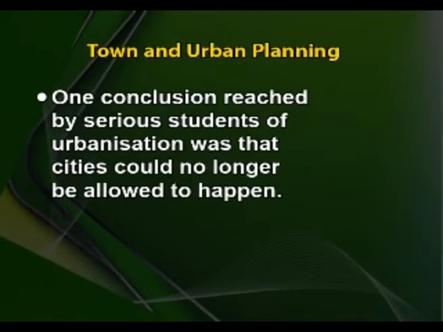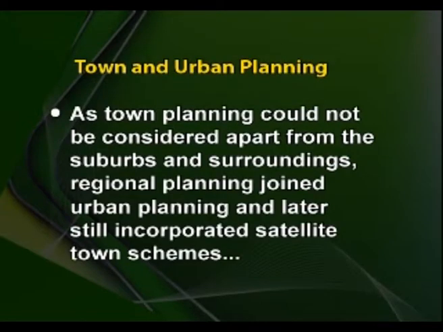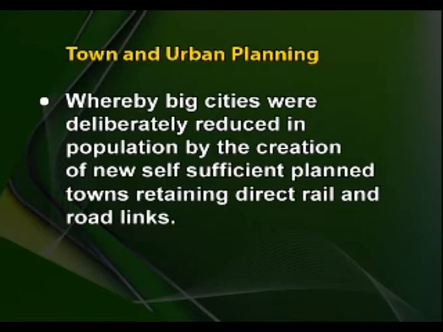One conclusion reached by serious students of urbanization was that cities could no longer be allowed to just happen. They would have to be planned and designed to reduce the severity of urban problems and to make urban living more pleasant. As town planning could not be considered apart from the suburbs and surroundings, regional planning joined urban planning and later incorporated satellite town schemes, whereby big cities were deliberately reduced in population by the creation of new self-sufficient planned towns retaining direct rail and road links.